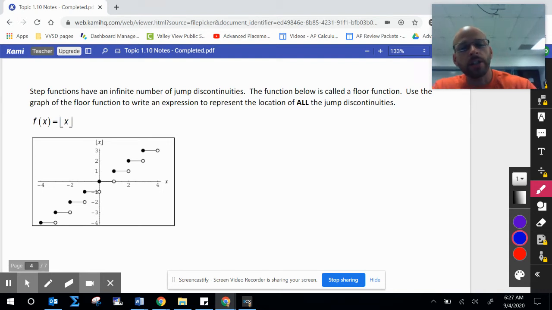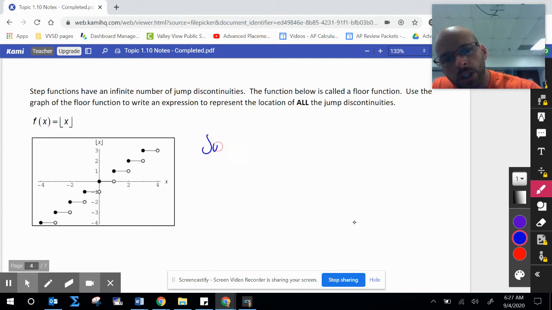Now, if you can tell, there is a jump discontinuity at every integer, okay? So at 1, at 2, at 3, at 4, at -1, at -2, and so on and so forth. Now, you have to also understand that my window goes way beyond 4. So to really say that, okay, well, all the integers, 1, 2, 3, 4, and -1, -2, -3, -4, that's not really describing all the jump discontinuities. So I just want you to be aware of how to write this.